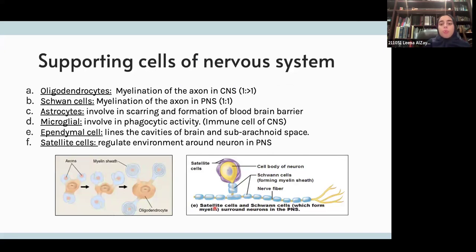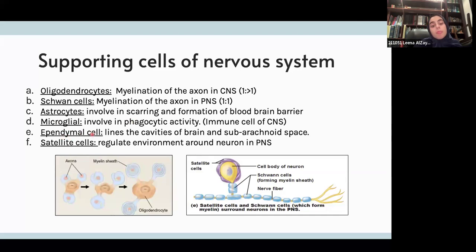So just a reminder of the supporting cells of the nervous system. We have oligodendrocytes, which myelinate the axons in the central nervous system, and squamous cells myelinate the axons in the peripheral nervous system. And just a reminder, oligodendrocytes are able to myelinate more than one axon, while squamous cells are 1-to-1 ratio. So one squamous cell myelinates only one axon. Astrocytes are involved in scarring and forming the blood-brain barrier. Microglia are phagocytic, so they're kind of the immune cell of the CNS, they act like macrophages. So glial cells are like macrophages.